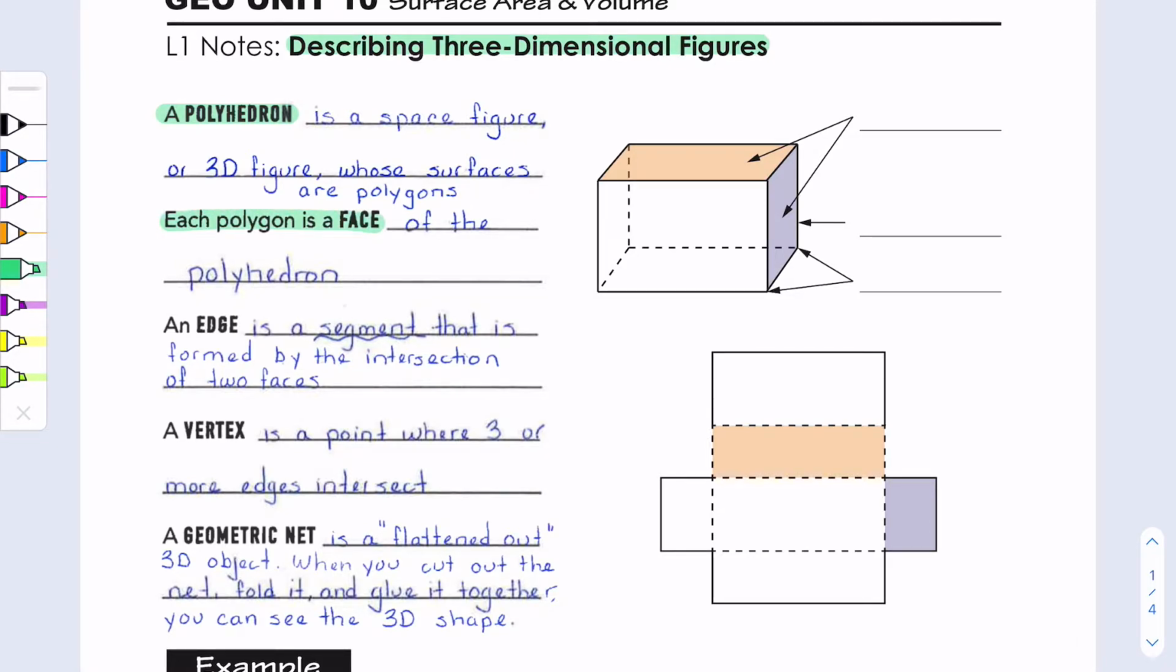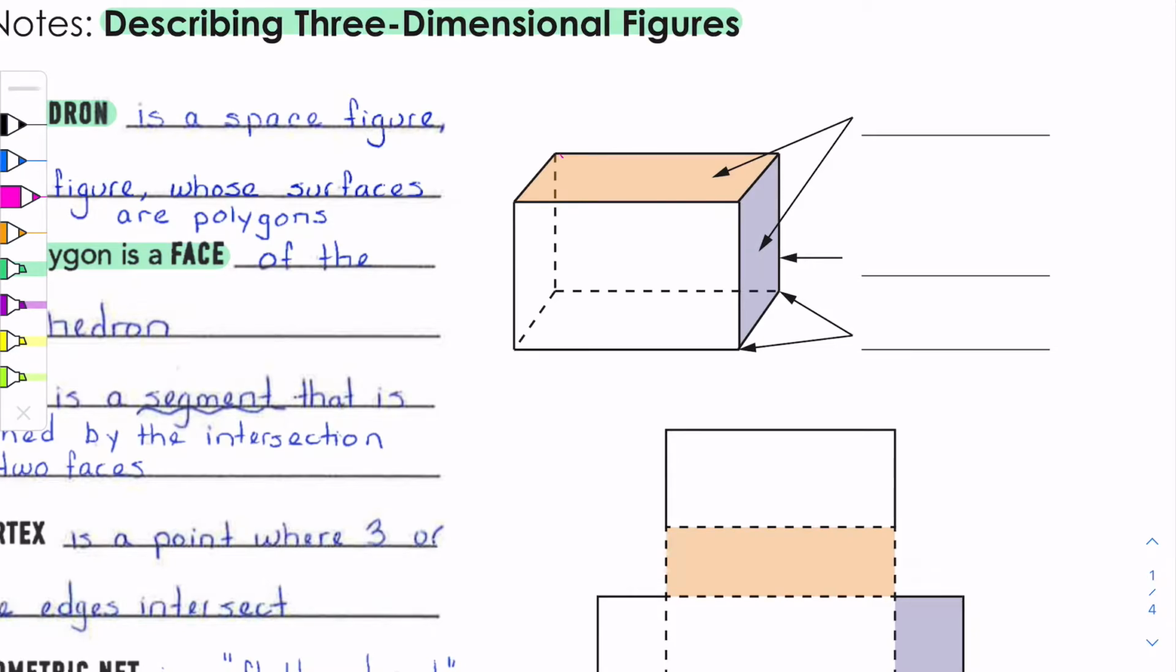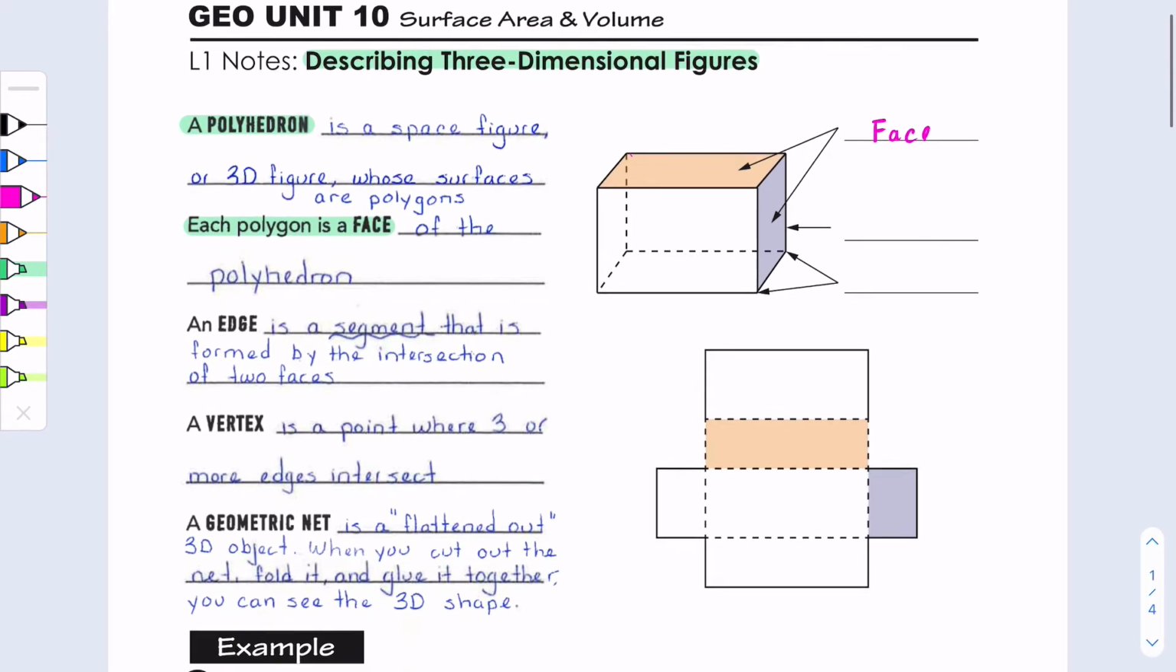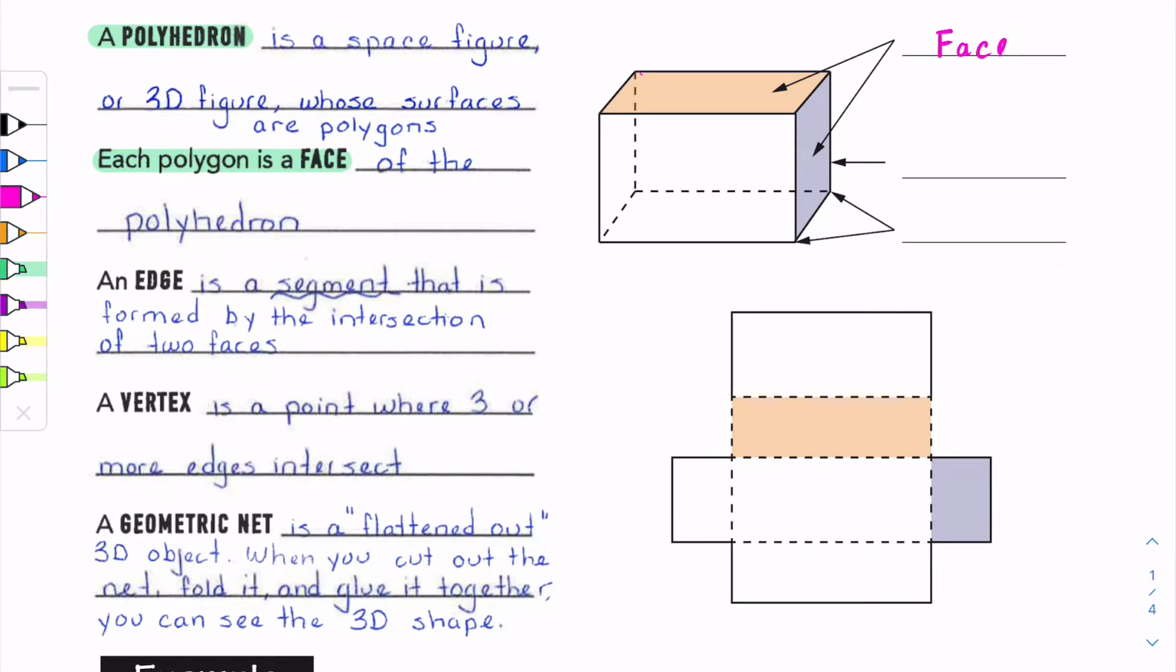Each polygon is a face of the polyhedron. So this side here, shaded in orange, and this side here that's already shaded in purple, both represent the face of a polyhedron. And each face is a polygon, a four-sided or a straight-edged figure.